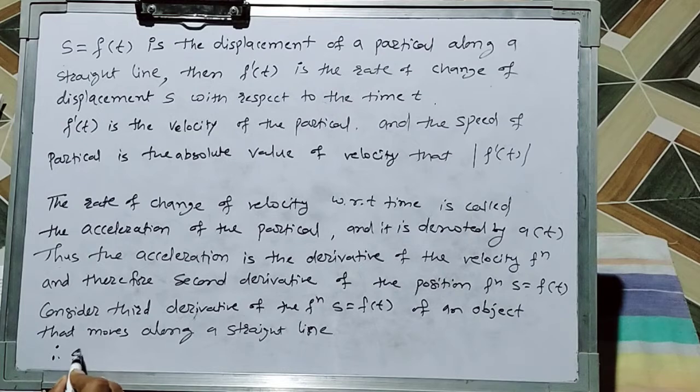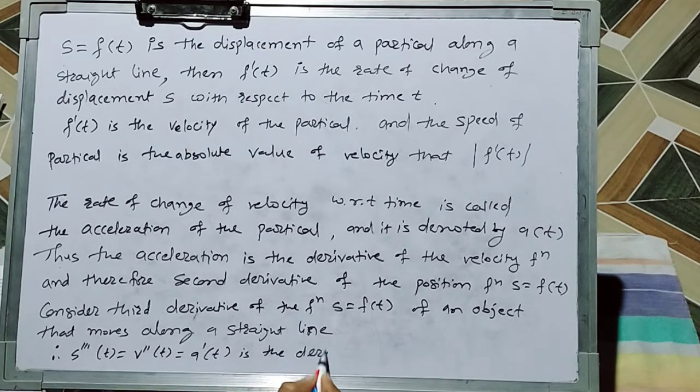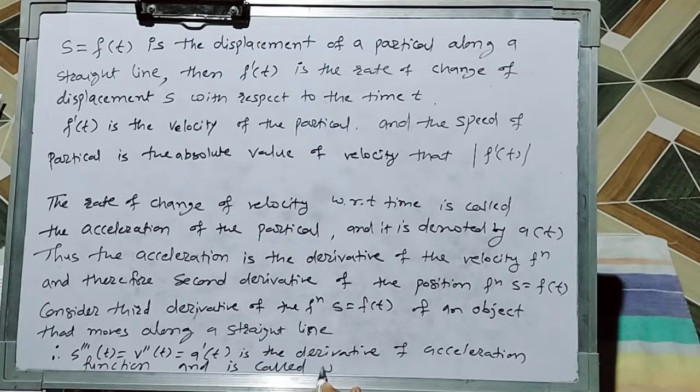So therefore s triple dash of t equals v double dash of t equals a dash of t is the derivative of the acceleration function and is called jerk, denoted by small j.